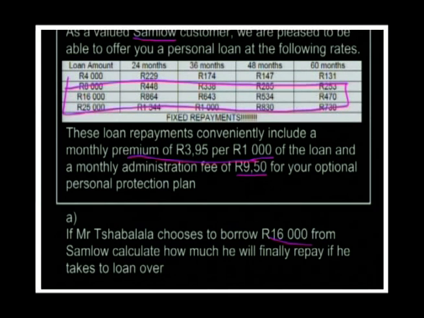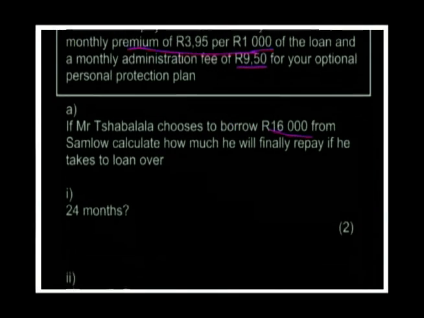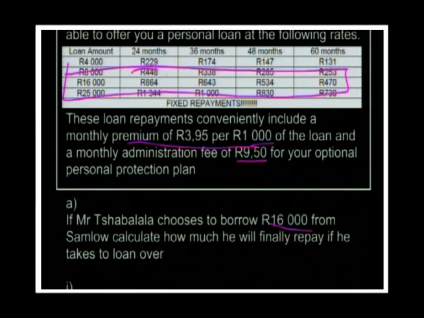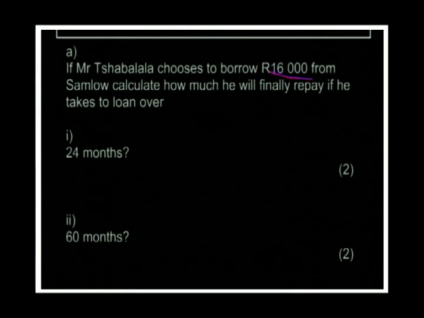Right, and he borrows it, he wants to repay over 24 months. So he's borrowing 16,000, he's repaying over 24 months, he's going to be paying 864 Rand per month. So what does the question actually ask? The question asks, how much will he finally repay if he takes it over 24 months?